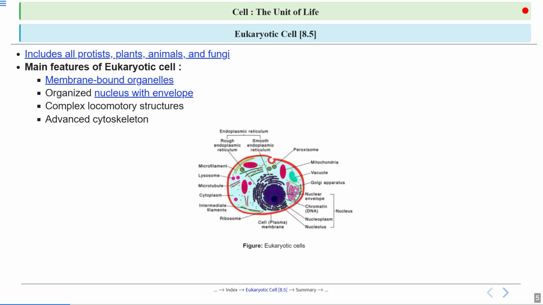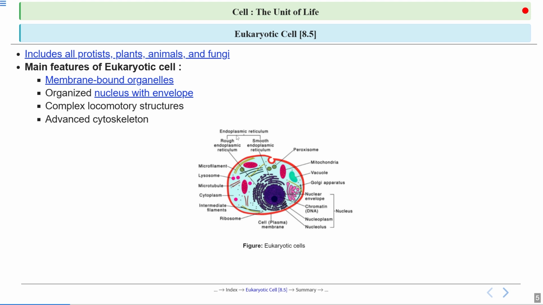This is an image showing you eukaryotic cells. You can see the eukaryotic cell has a true nucleus. Within the nucleus, the DNA is present in a condensed form, which is known as chromatin. The nucleus has a membrane, which is known as the nuclear envelope. Then these are the various membrane-bound organelles. You can see mitochondria, Golgi apparatus, and other organelles. Then this is the plasma membrane of the eukaryotic cell. Within the nucleus, the nucleolus is also present. Nucleoplasm is the fluid of the nucleus.